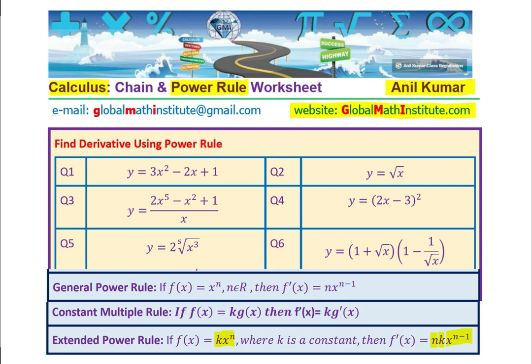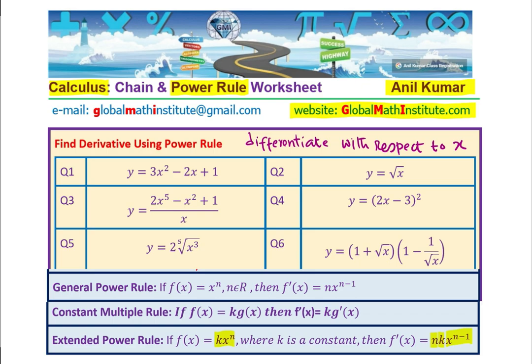So with that in mind, let us continue to solve these questions, rather find the derivative. Derivative means differentiate with respect to the unknown variable, which is x in this case, right? So the question here is: find the derivative using the power rule, 6 examples, and as I said, derivative means differentiate with respect to x. So x is the independent variable.